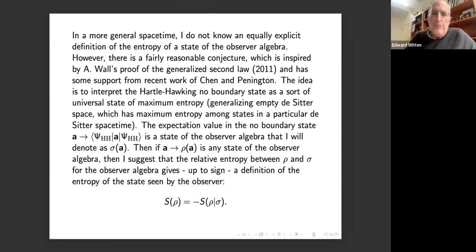Assuming the no-boundary state makes sense, the expectation value in the no-boundary state is a state of the observer algebra. I'll denote it as sigma of A.